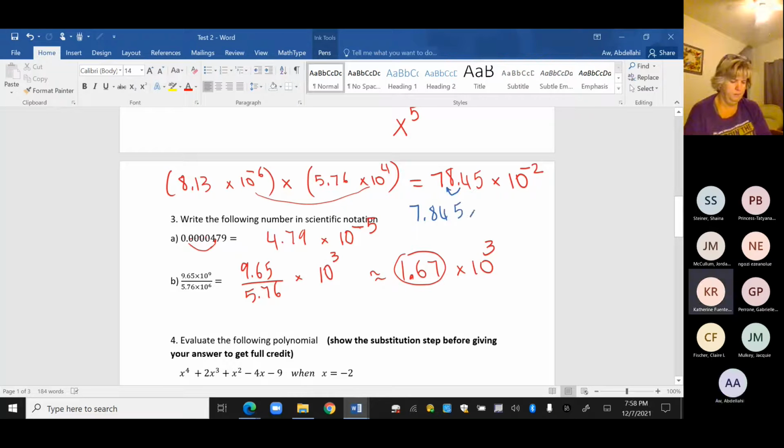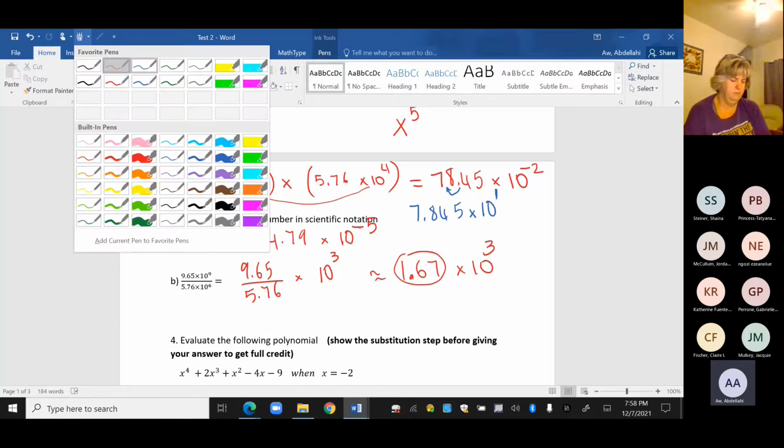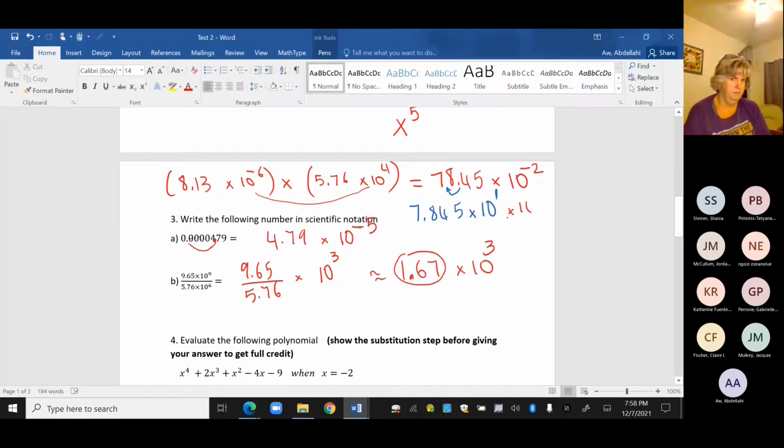7.845. Since I move it to the left, I have to compensate by multiplying. You see, I made it smaller, right? So I have to compensate by 10 to the 1 power because I moved it only one spot. And then I don't forget my old 10 to the -2 here. So now when I combine these two, I get 10 to the -1 because -2 plus 1 is -1. So when you do your operation and that number is bigger than 10, then you have to do an adjustment.